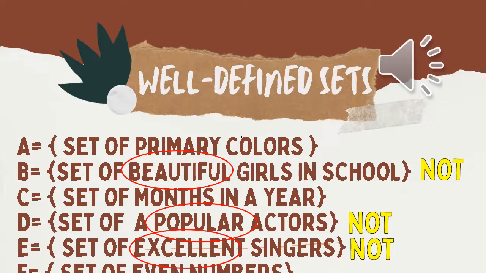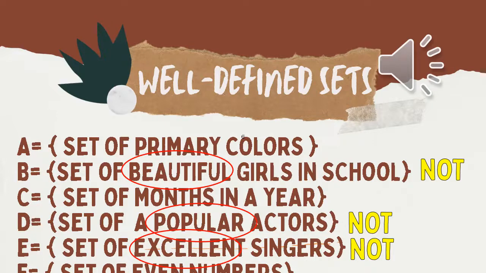How about set C? Set C is set of months in a year. Okay, we can easily identify the months in a year. Okay, we have January, February, March, April, May, June, July, August, September, October, November, and December. So, mabibigay agad natin, okay, yung months in a year. Okay, because set C is a well-defined set.